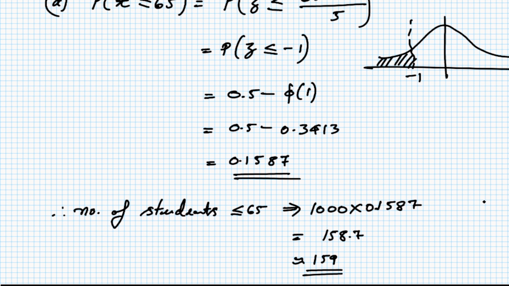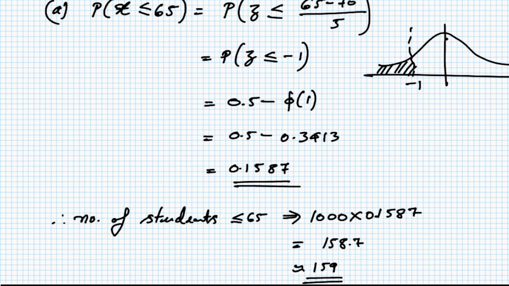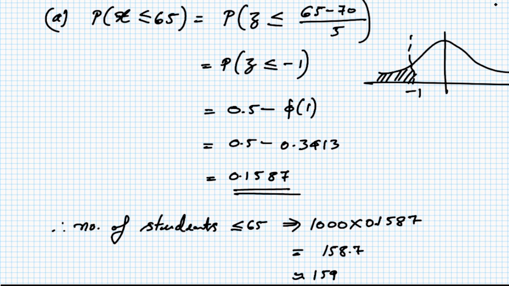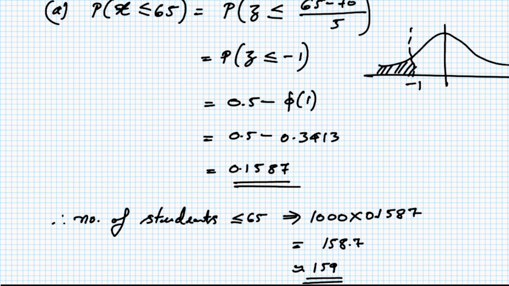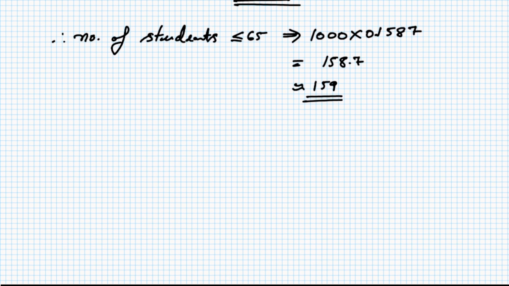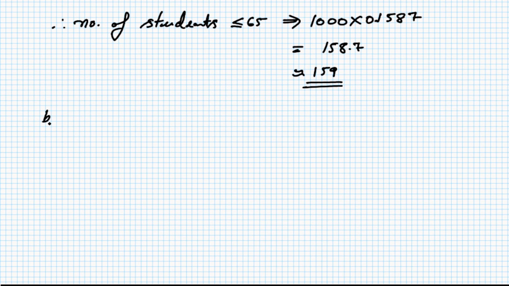All right, any doubt with this particular calculation? First, I'll clear the doubt, then we'll proceed further. No doubt? That's good. Let's proceed further. We'll try to calculate part B. Part B says that we want to find out how many students are there whose marks are more than 75.